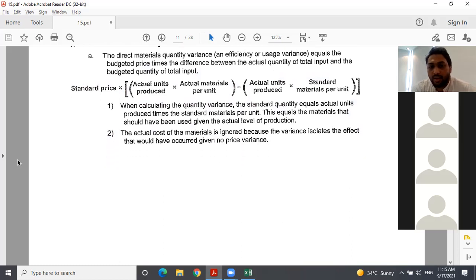When calculating the quantity variance, the standard quantity equals actual units produced times the standard materials per unit. This equals the materials that should have been used given the actual level of production. The actual cost of the material is ignored because the variance associated is the effect that would have occurred given no price variance. So here we are not comparing the price variance. You are taking only the quantity variances.